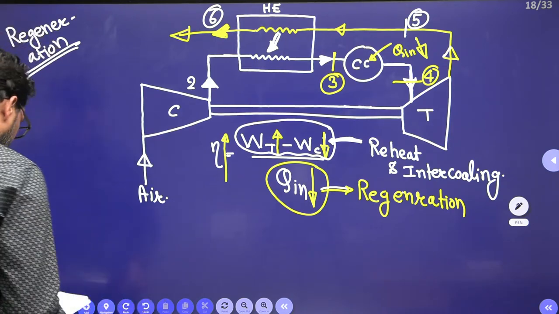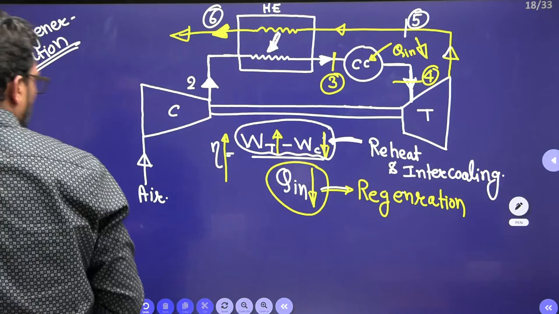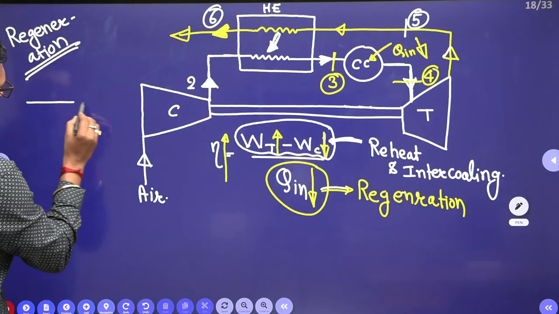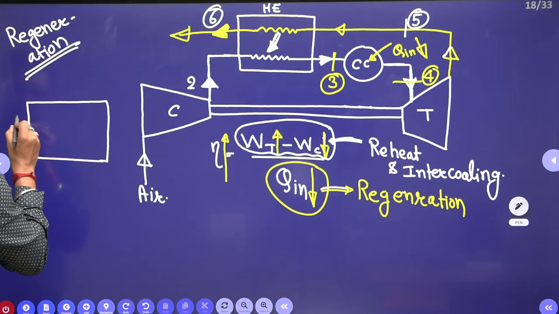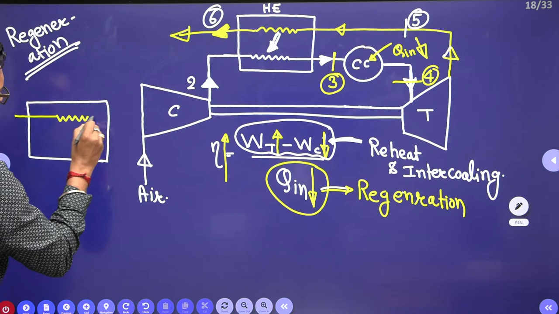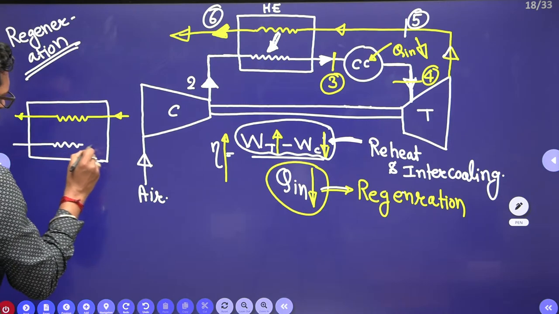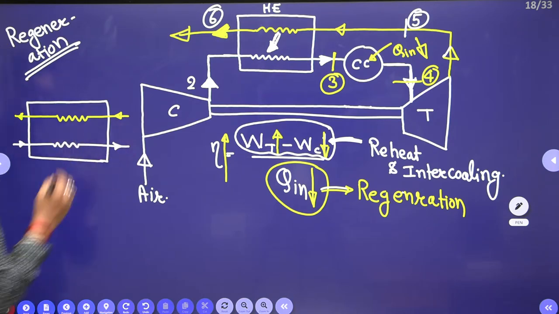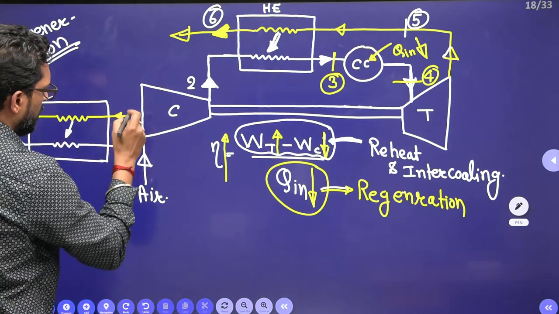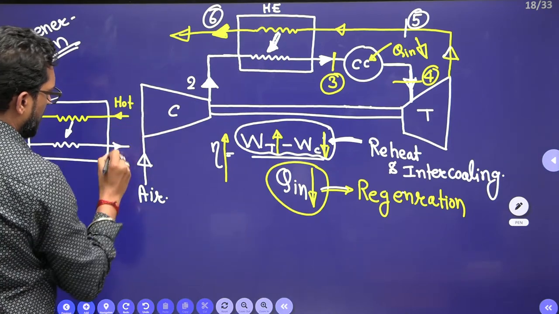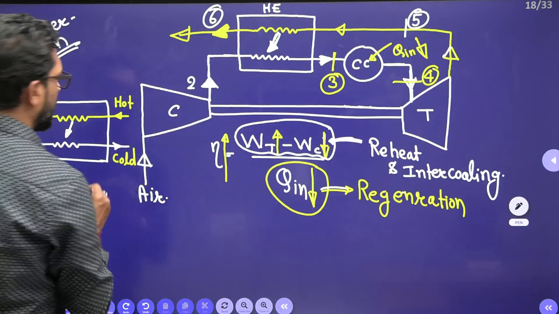Now, see beta, if you isolate this heat exchanger and analyze something. This is our heat exchanger, see the beauty. This is our heat exchanger, yes or not? In which this is one fluid, which is the inlet, and this is the other fluid, which is the exit, let's suppose. During that, heat will be transferred. So this is the hot fluid, and this is your cold fluid. And the cold fluid is only air, that means 2 to 3. This is your 2.